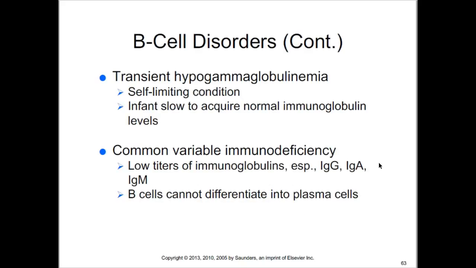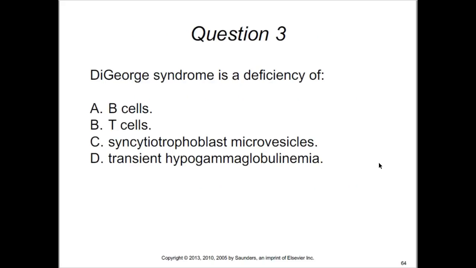You might have some transient hypogammaglobulinemia, right? A self-limiting type of condition. Some babies are slow to acquire normal immunoglobulin levels, so you might see that in some babies. Or common variable immunodeficiency, especially lower titers of one of our immunoglobulins, IgG, IgA, or IgM, and basically B cells are not differentiating into plasma cells properly, right?